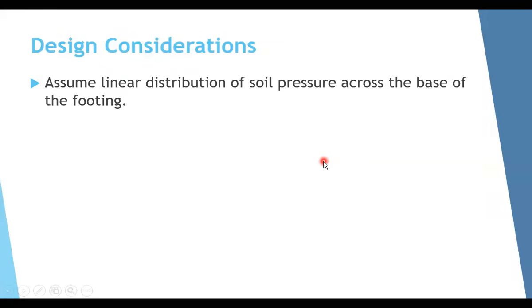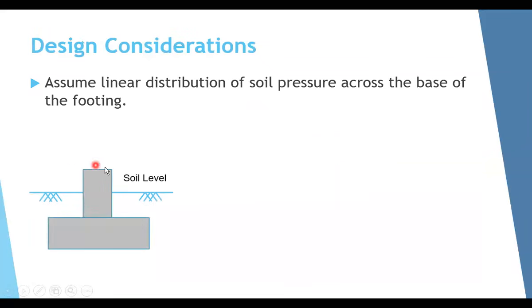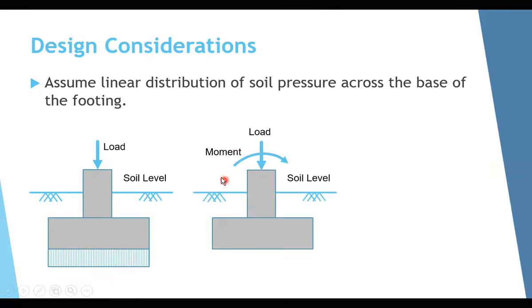We have some design considerations we should follow to make our design of footing. First of all, we have to assume linear distribution of soil pressure under the base of the footing. Let's say you have a footing like this, and if you have a load here, so this will be the pressure, and you can see it is uniform pressure because we have only axial load. But if you have an axial load and some bending moment, again, we will assume also linear distribution, but of course, you will have higher pressure here compared to the other side. But again, we assume linear distribution of soil pressure.